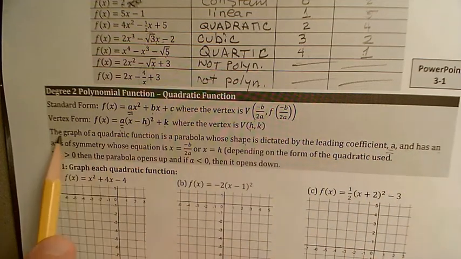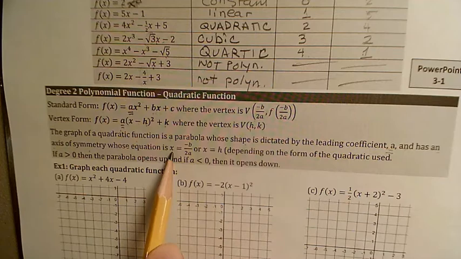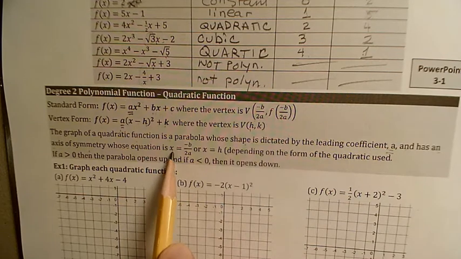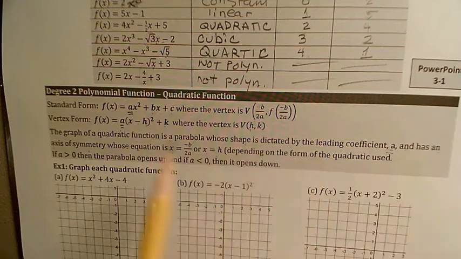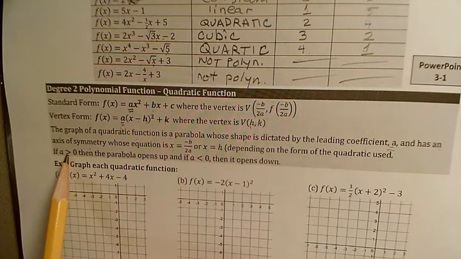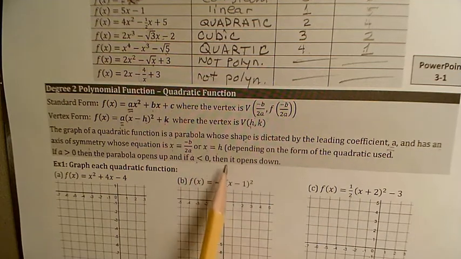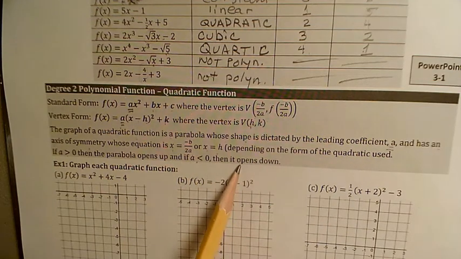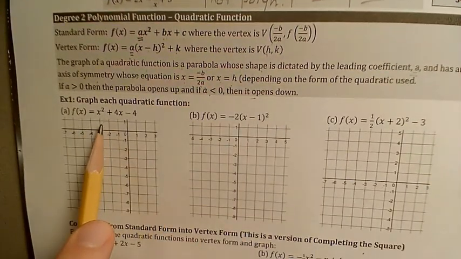It has an axis of symmetry, and that axis of symmetry is a vertical line, and it's going to be x equals negative b over 2a, or x equals h, depending on which of the two forms of the equation we're using. When a is greater than 0, the parabola opens up. When a is less than 0, negative, the parabola is going to open down and have a maximum value. All right, let's try graphing some of these.